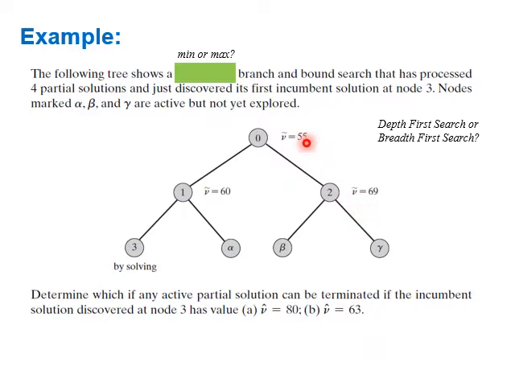Is it better if this is a minimization problem or if this is a maximization problem? Of course, if this is a minimization problem, 55 is better than 60 or 69. So by just looking at this branch and bound tree, we can understand that this is a minimization branch and bound.